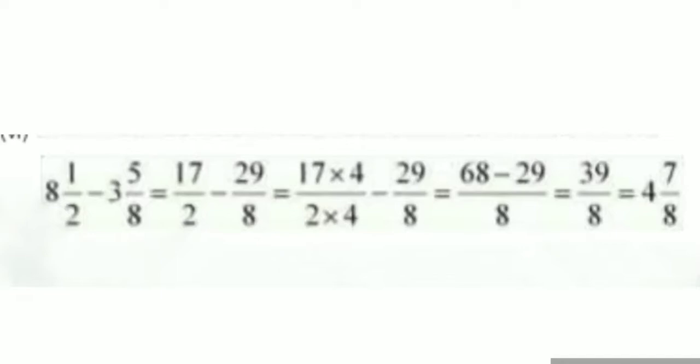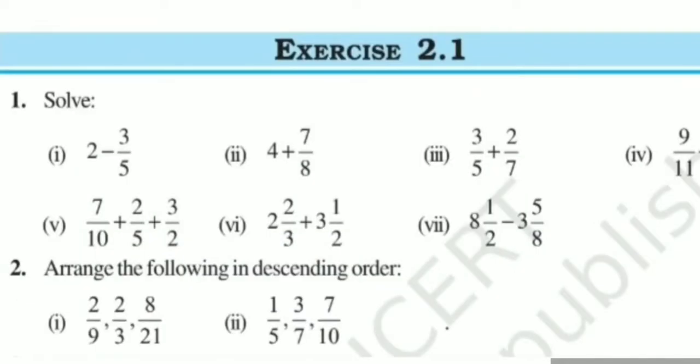Now let's see the second one. Arrange the following in descending order. Now see the question. It is 2 upon 9, 2 upon 3 and 8 upon 21. So first we will convert them into like fractions, meaning all the denominators should be the same.